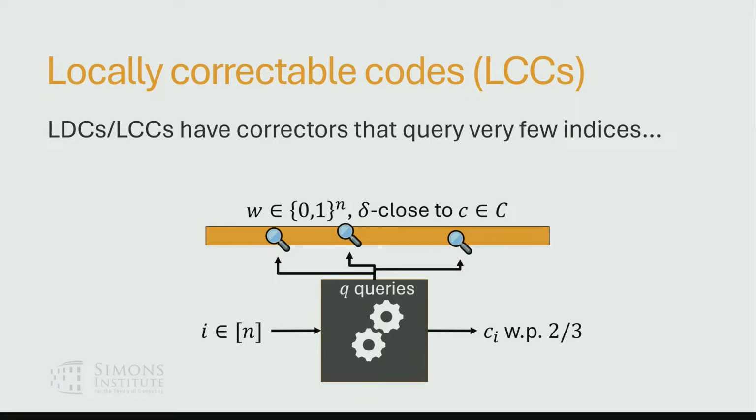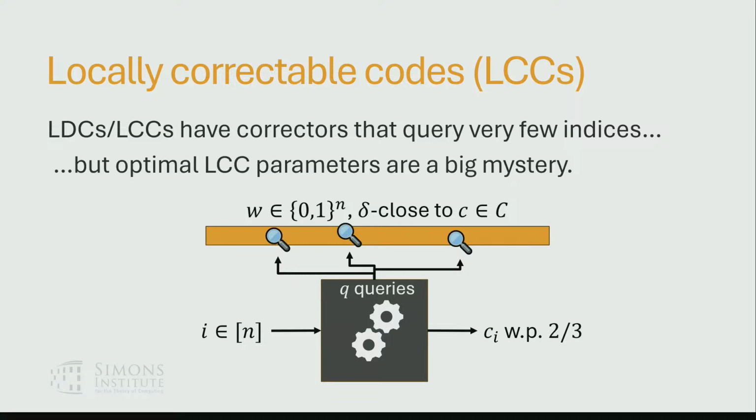It should be pretty clear why this is a very desirable property. But the problem is that this is a very difficult problem. The optimal parameters for locally correctable codes are a very big mystery.